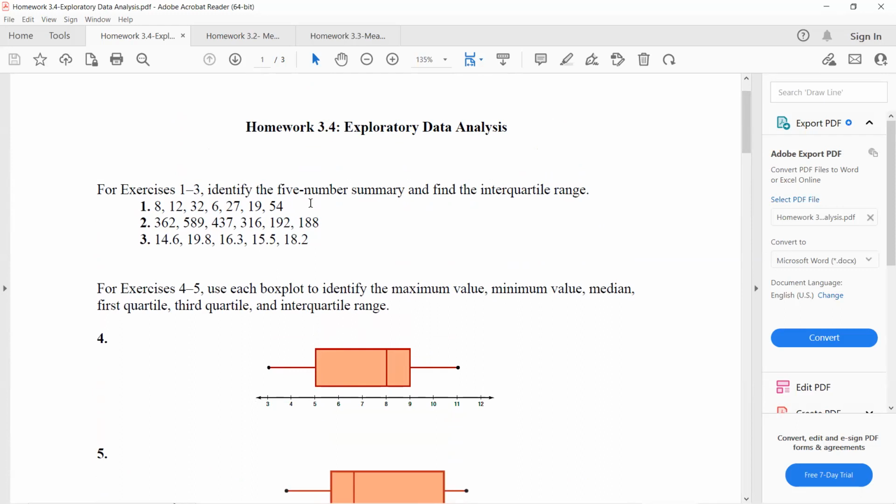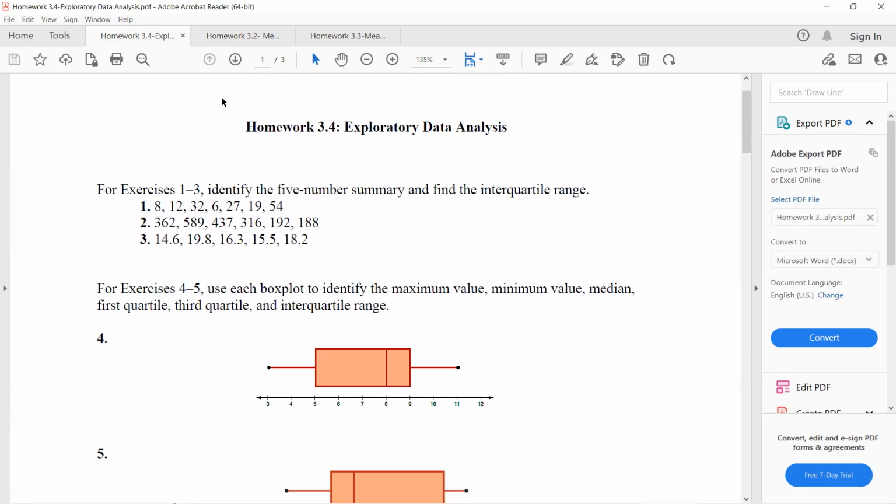Now, do you know what the 5-number summary is? No. Okay. Well, it's 5 pieces of data that describe the distribution. The 5-number summary is always the same 5 numbers, but they're not always the same values, if that makes sense. So your 5-number summary is going to be the following.